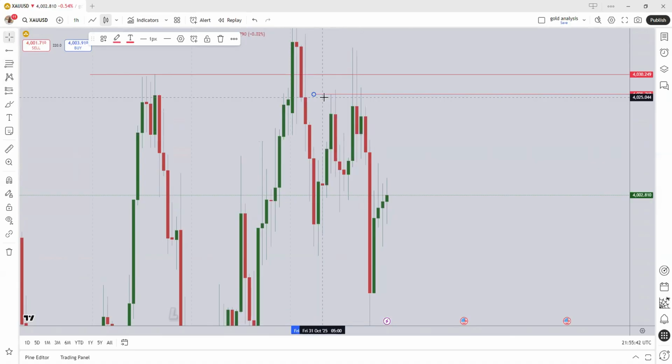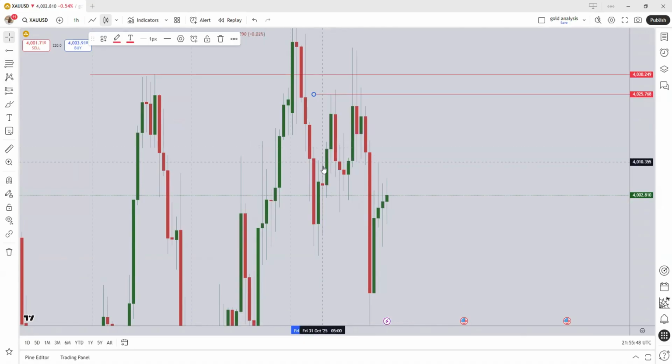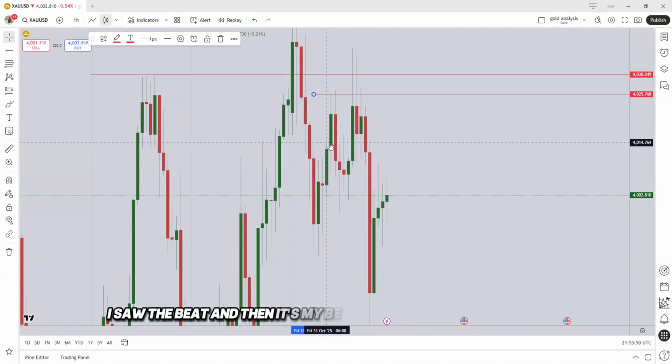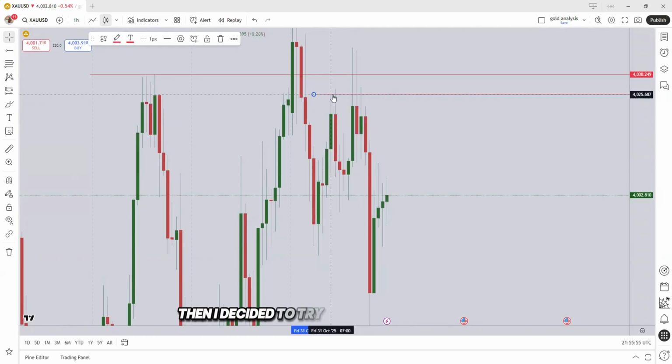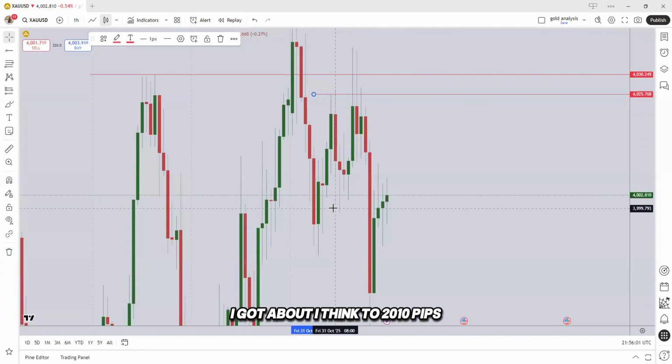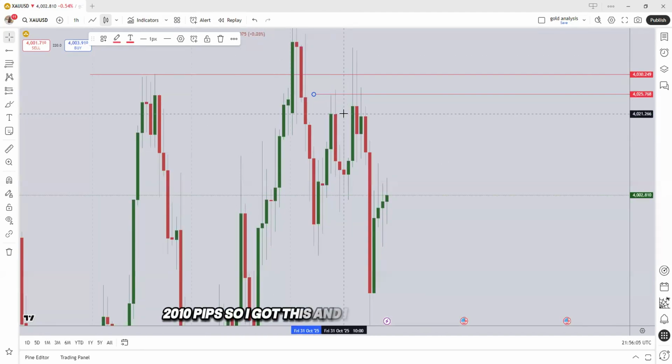Like, okay, let's see what happens. Let's see what happens. I think I marked here. The market showed a bit, and then went back up, right? Then I decided to try this, and then it worked. I got about, I think, 210 pips, I guess. Yeah, 210 pips. So I got this, and I got this as well, right?